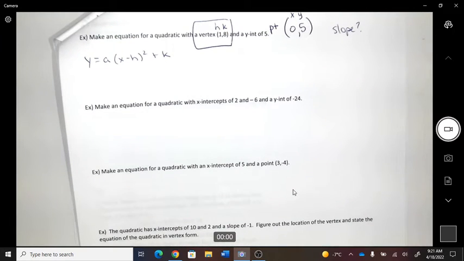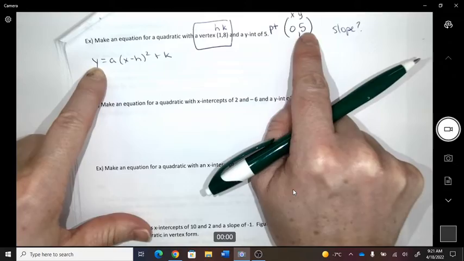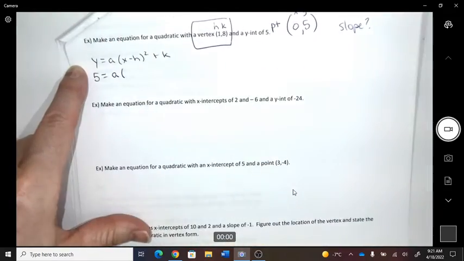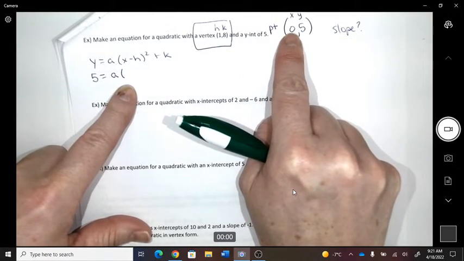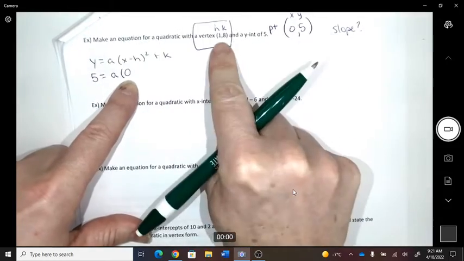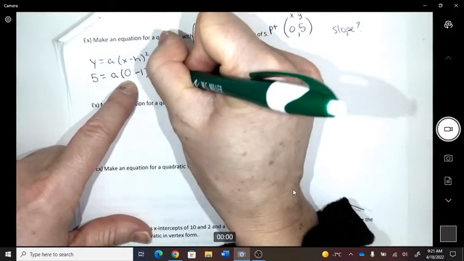Okay, so I'm going to do the same thing I did last question. I started with this vertex form. I'm going to plug in y, that's going to be my 5. A, I don't know. X, I'm going to replace x with 0. Subtract h, so subtract 1, plus 8.